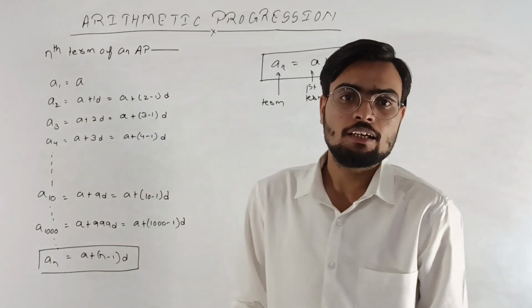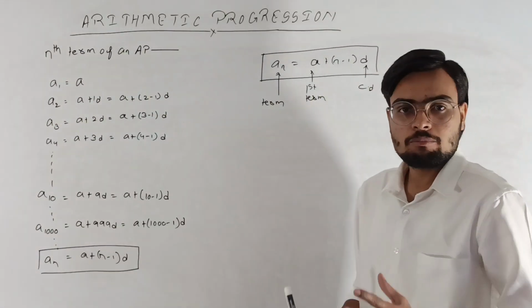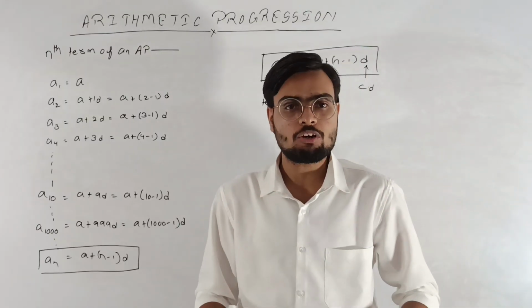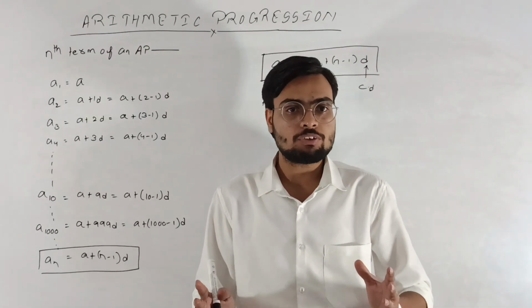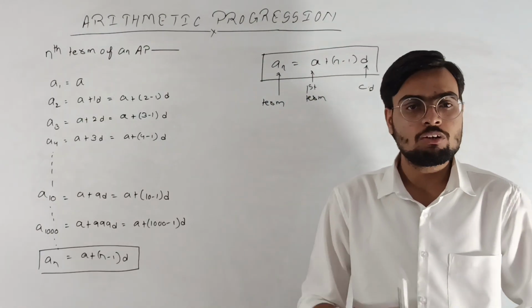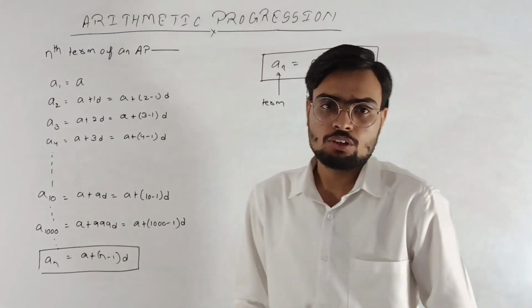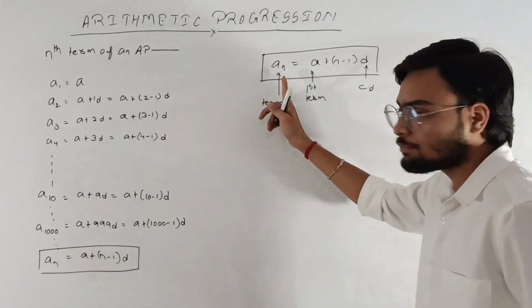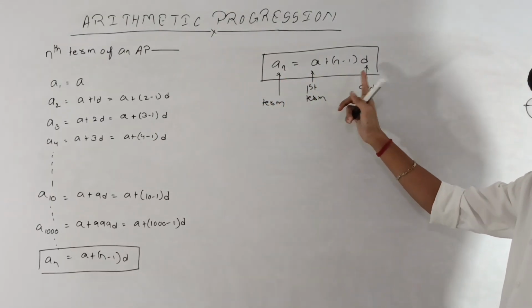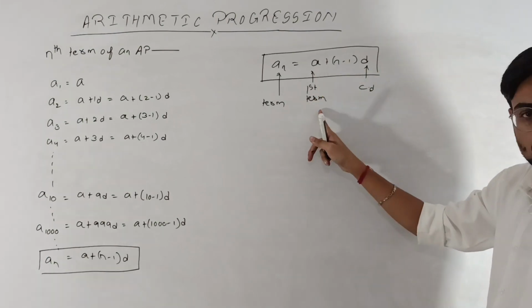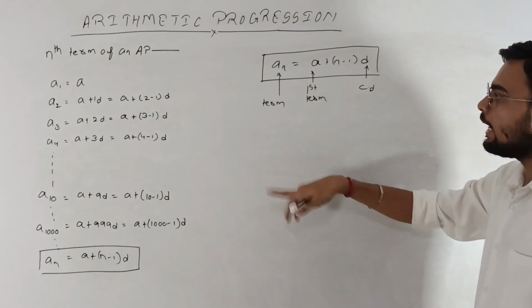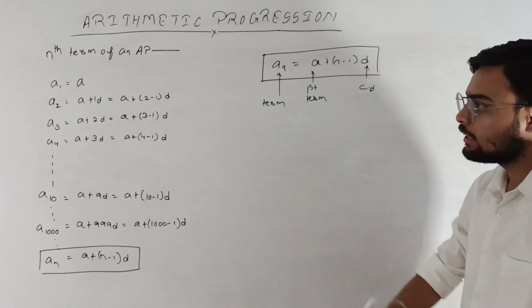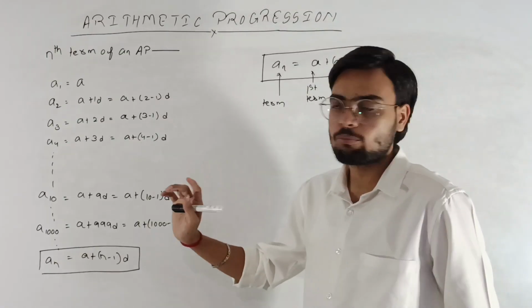Okay, let's see it again. What is the meaning of nth term? Nth term means we have to find any term of AP, either the first term, third term, fifth term, 1000th term, or any term. So the formula for this is an equals a plus n minus 1 into d, where a is the first term, d is the common difference, and n is the term which we have to find. Now look how we get this formula.